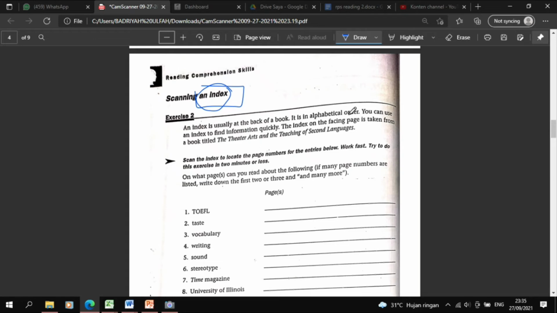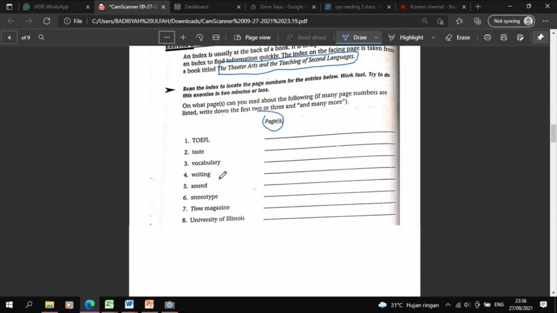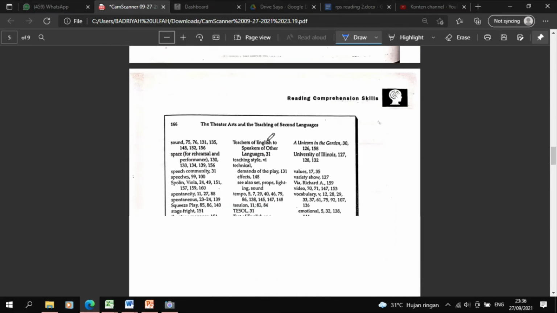The index on the facing page is taken from a book titled The Theater Arts and the Teaching of Second Language. So this is the book. Yeah, so that's very easy. You only have to scan. You only have to find the page. TOEFL. Okay, go on here.